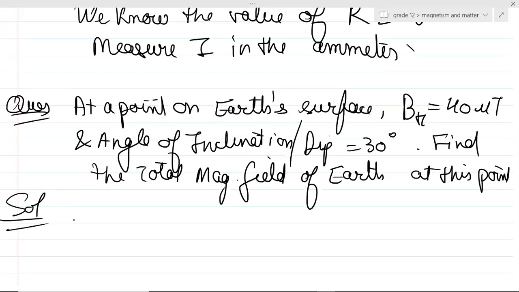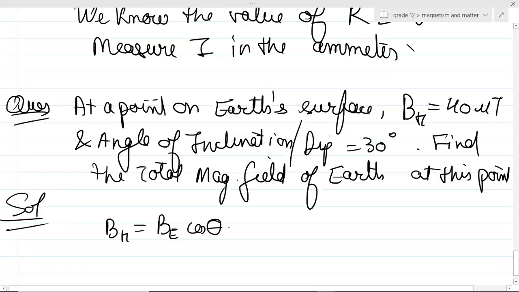Easy, do it quickly. So is it 80 microtesla? It is 46 microtesla. Beta, you know this particular thing, no? BH is equal to BE cos theta, right? Did we swap it? Yeah, I think I substituted the theta wrong. Okay.